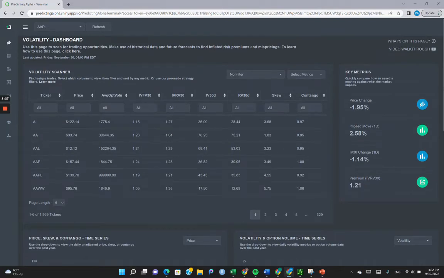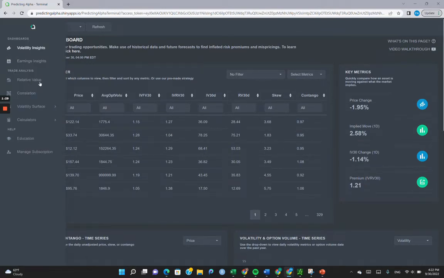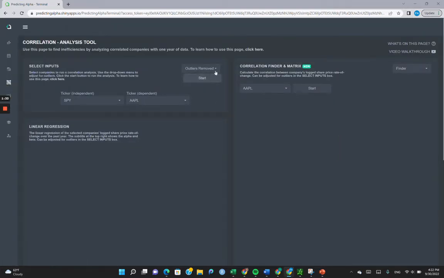First, finding these trades. Where do I usually go in the PA terminal to get that? Well, guys, the best place to go is the correlation tab. And instead of using a matrix, what we want to do is use the finder. We want to find assets that are similar to each other, because if they move at relatively the same clip and usually in tandem, this means subsequently that volatility should probably be the same on them as well.